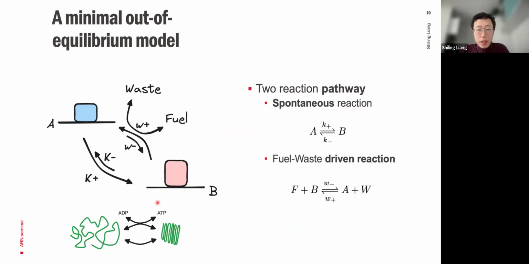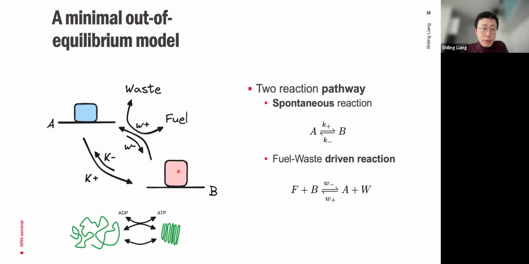To start with, let me describe a minimal out of equilibrium model. From this model, we can already get some very intuitive understanding of the thermodynamic space and the role of the kinetics. So here, it's just a two-level model. We have two different states. You can think of them as two different chemical species. We have two different pathways between these two species. One is a spontaneous pathway, and the other one is a driven pathway, which consumes some fuel molecule and converts the fuel molecule to waste molecule to push the system to a higher energy state.